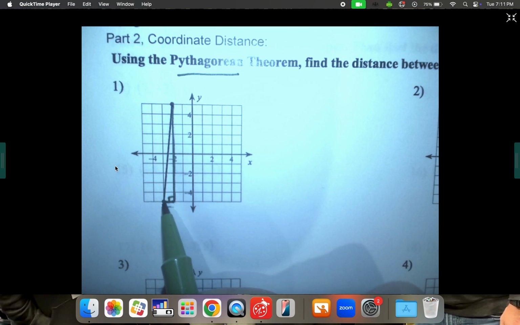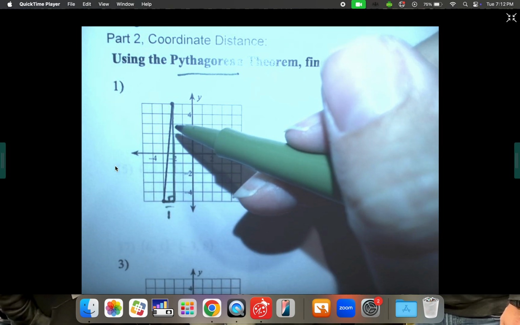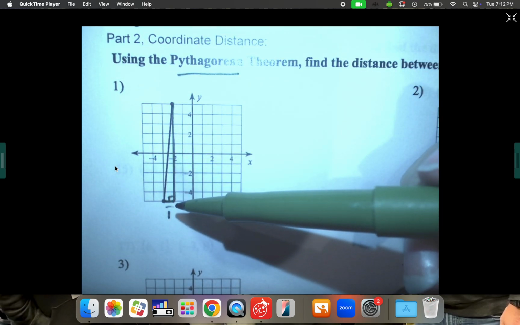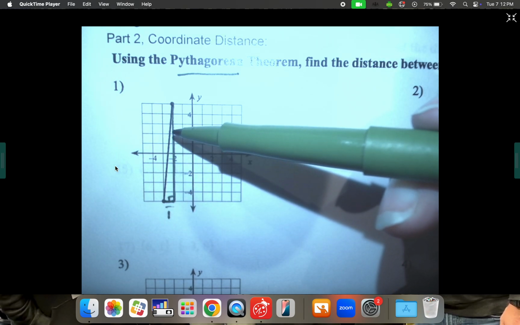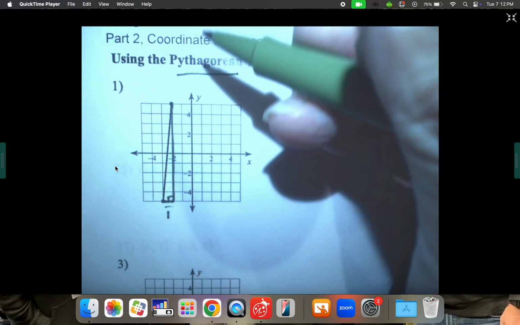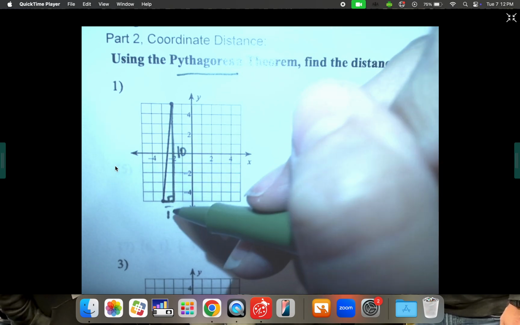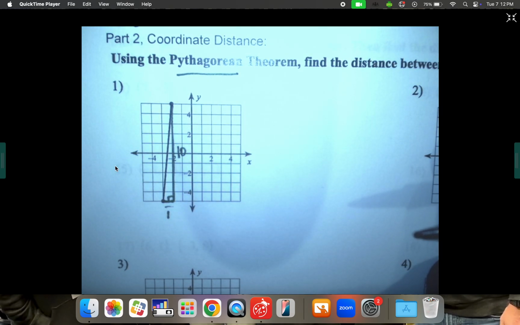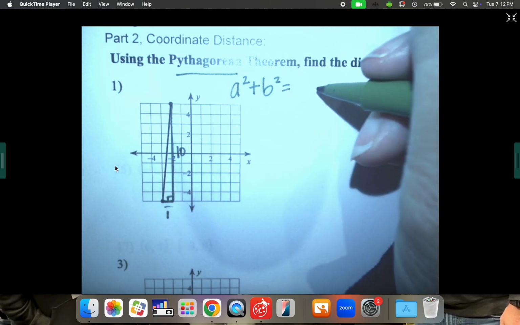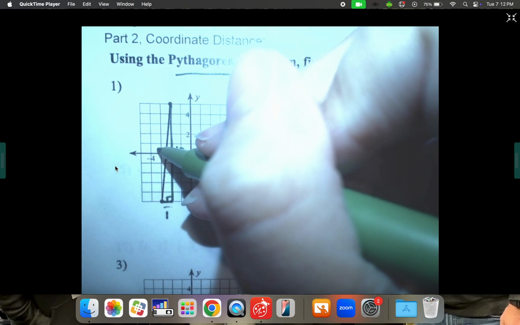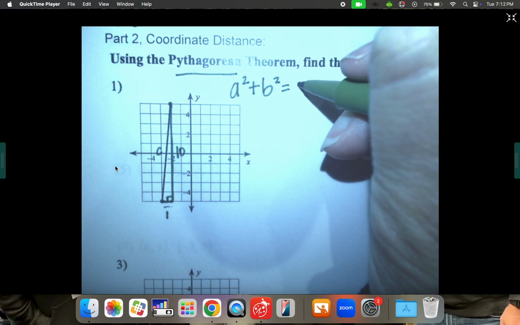So left to right, obviously that's easy. That is only one box. So the length of this leg is 1. The length of this leg is vertical, so we can count that also. So that is 1, 2, 3, 4, 5, 6, 7, 8, 9, 10. So our two legs are 10 and 1. And if you know that the legs are the A and the B, then we're trying to find the diagonal, which is the hypotenuse, which is the C.